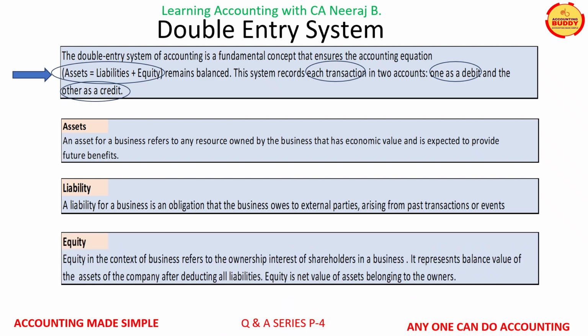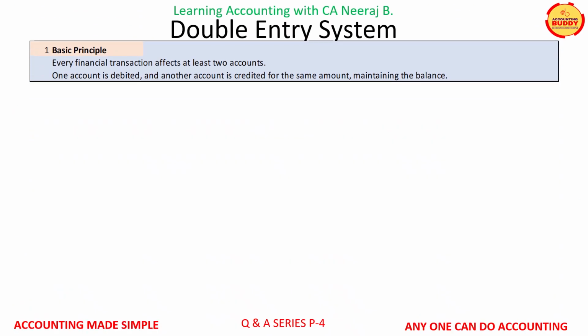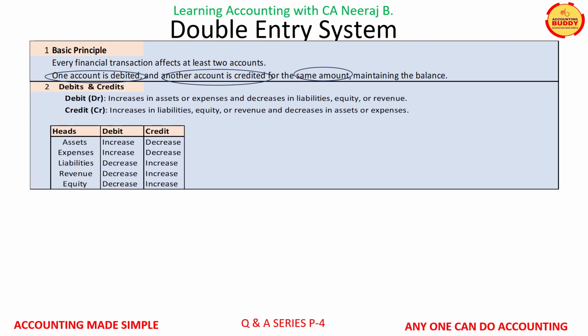Now, equity means the money belonging to the owner. It is the money put in by the owner in the business. It is also referred to as the net value of the assets of the business after deducting liabilities. As a basic principle under the double entry system of accounting, for each financial transaction, one account is debited and another account is credited. At this stage, just remember the table shown on your screen.